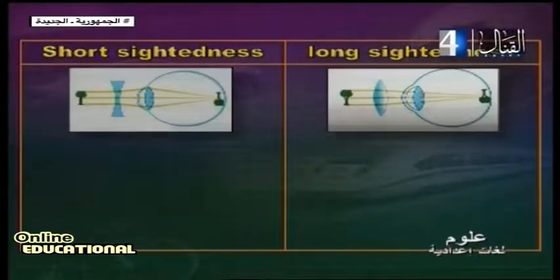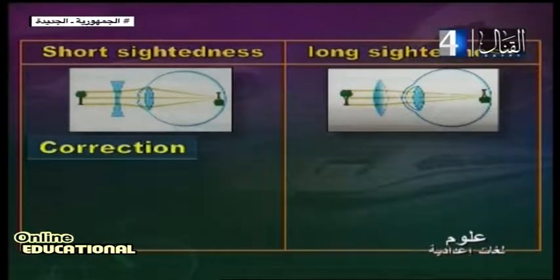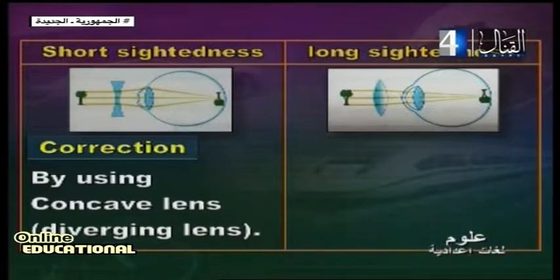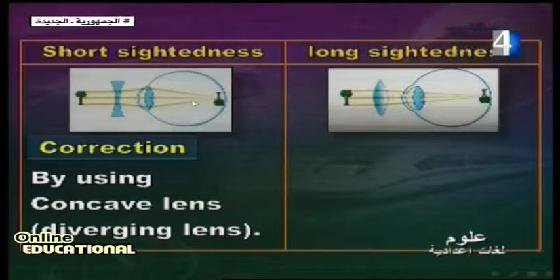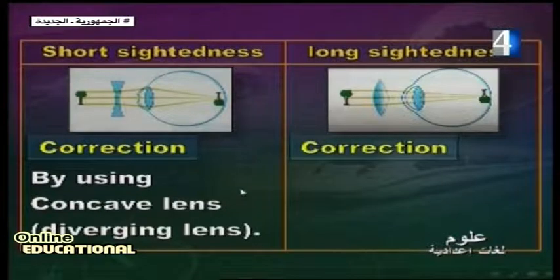Okay, what about the correction of these two cases? Correction of short-sightedness, of course, is by using eyeglasses containing a concave lens or diverging lens. Why a concave lens? Here, light rays coming from the object are refracted, or diverged, by the concave lens. So, the image is formed on the retina instead of in front of it. So, correction of short-sightedness is by a concave lens.